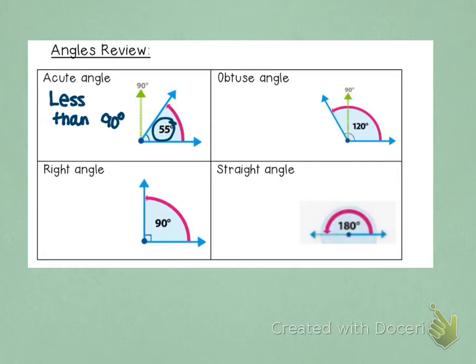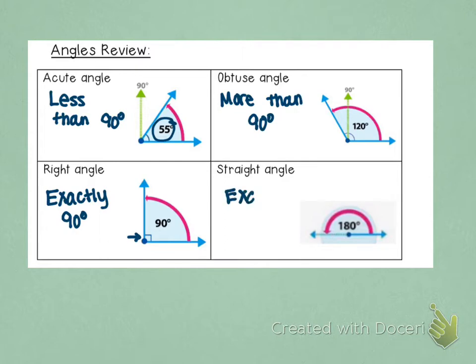We have an obtuse angle, which is an angle that is more than 90 degrees. We have a right angle, which is indicated by this box right here, and that is exactly 90 degrees. And a straight angle is exactly 180 degrees.